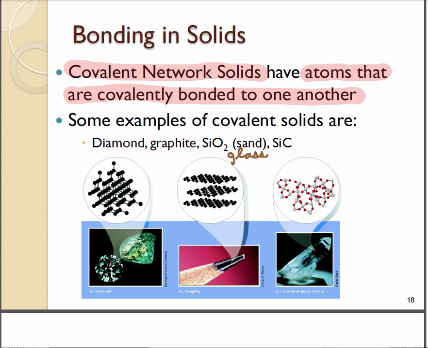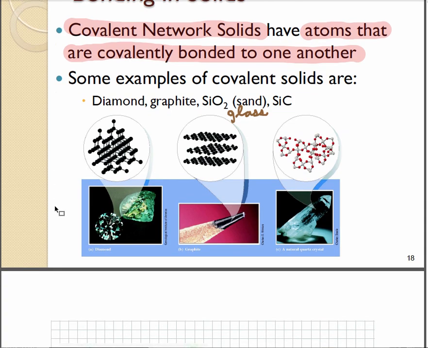What makes diamond different than pencil lead? When I write with pencil lead, it sloughs off. This layer sloughs off, this layer sloughs off, this layer sloughs off onto the paper. But the diamonds are pretty much bound in three dimensions and really rigid, really strong.